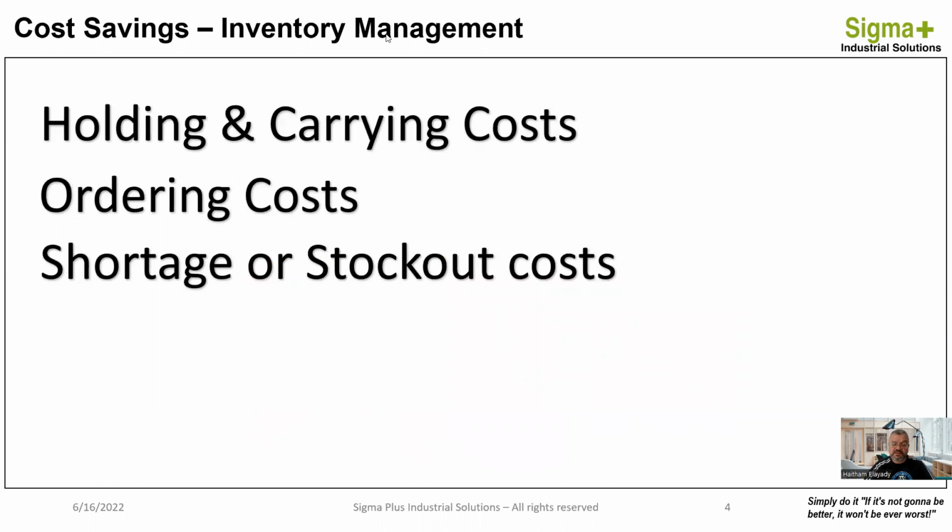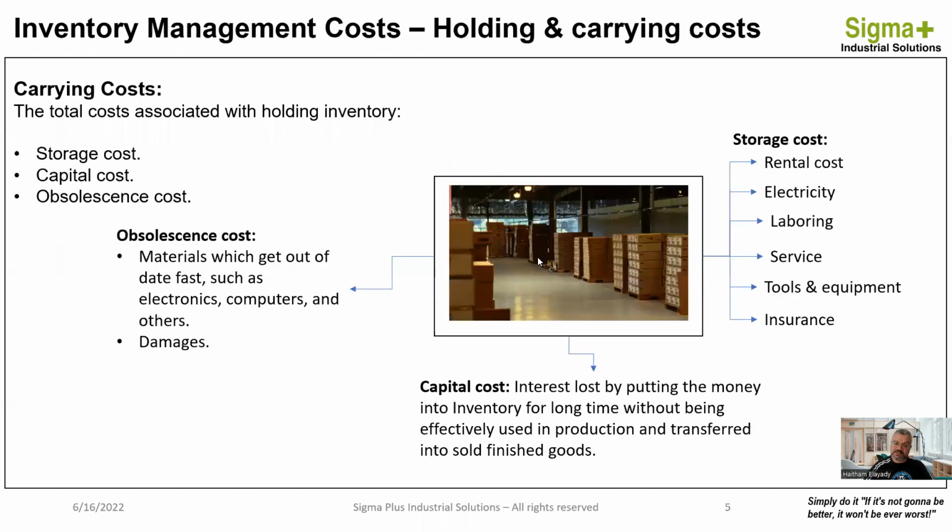In fact, we have three main categories of inventory cost. The first one is known to be the holding and carrying cost. The second one is known to be the ordering cost. And the third one is the shortage or stock out cost. And this is what we are going to discuss in detail in the next slides.